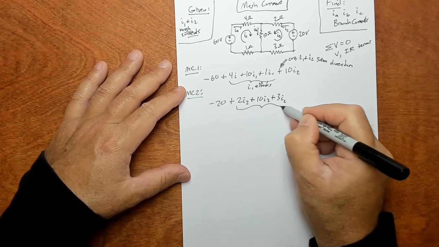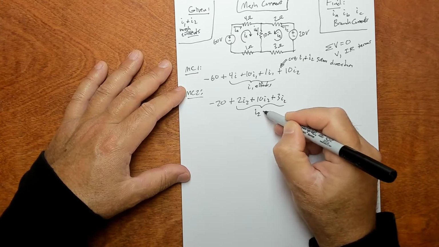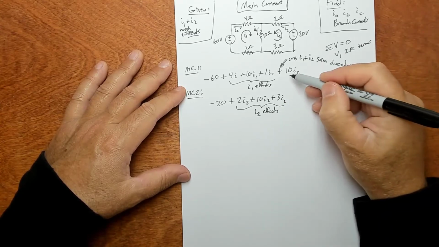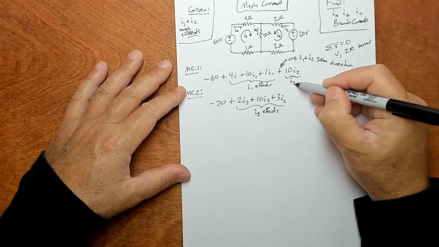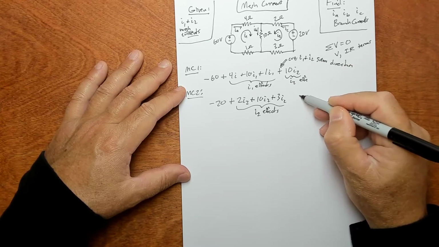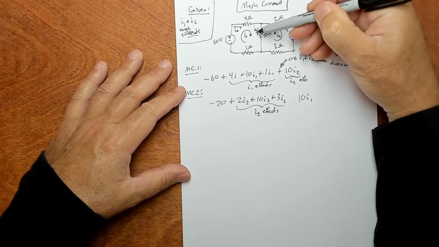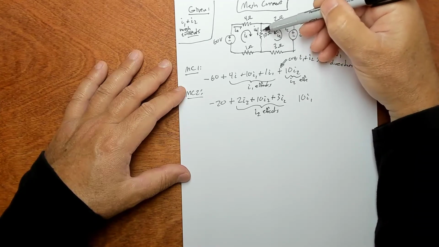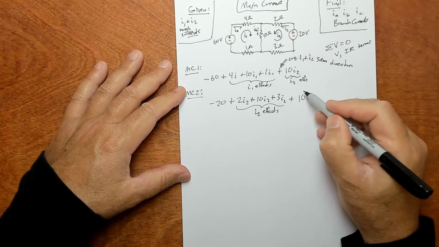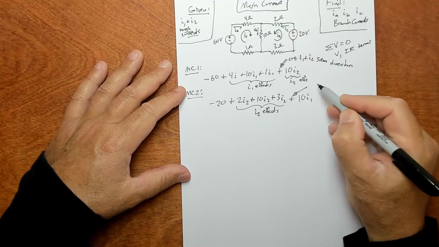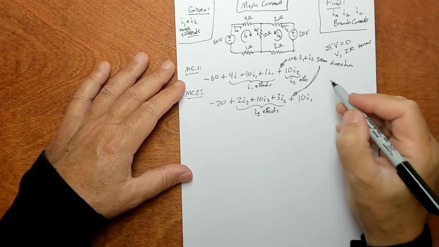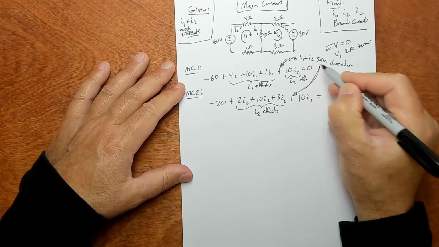These are what I like to call the I2 primary effects. Then you apply superposition. This was I2 effects over here. Now we're going to do 10I1. We're going to do the effect of I1 across this 10, right? And it's positive because they agree. Same reason. It's this. Okay, and both of these sum to 0.